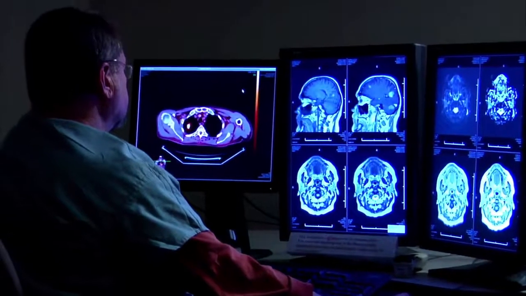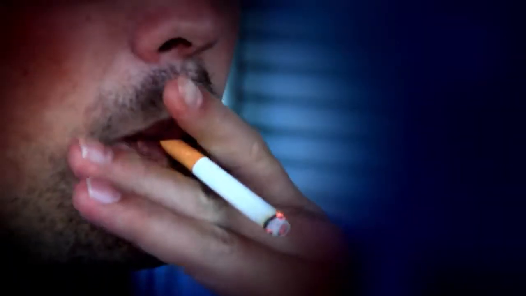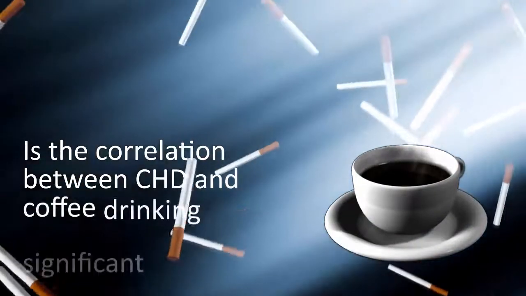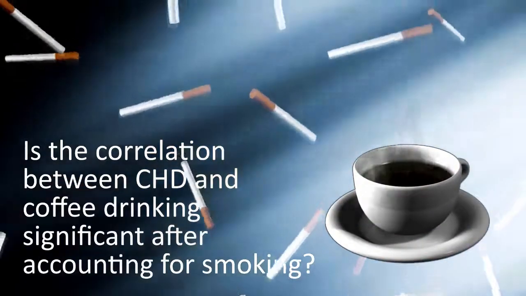But we also want to partial out or remove smoking from that association. We want to see if that relationship between coffee drinking and coronary heart disease is still significant after we account for smoking. Here's a Venn diagram that illustrates how our multivariate models will handle this question.